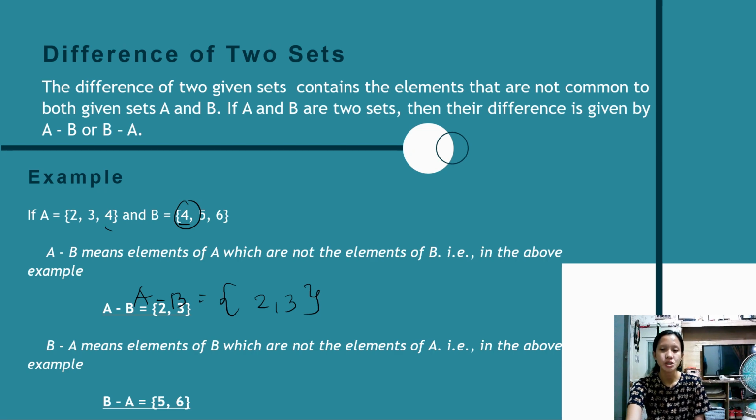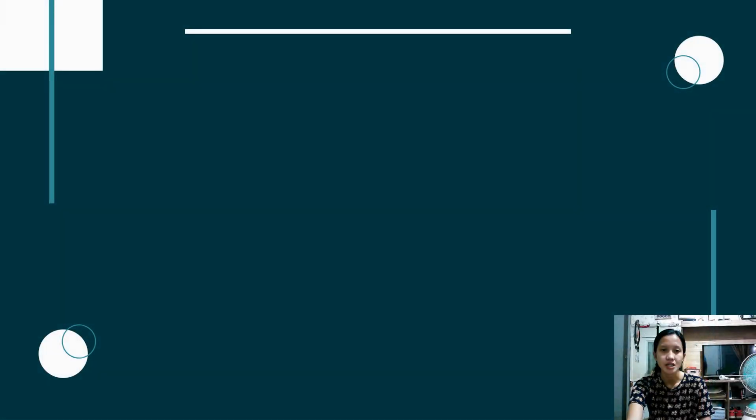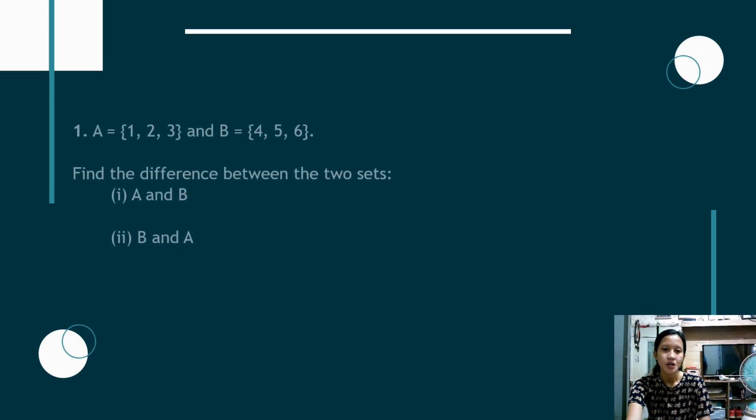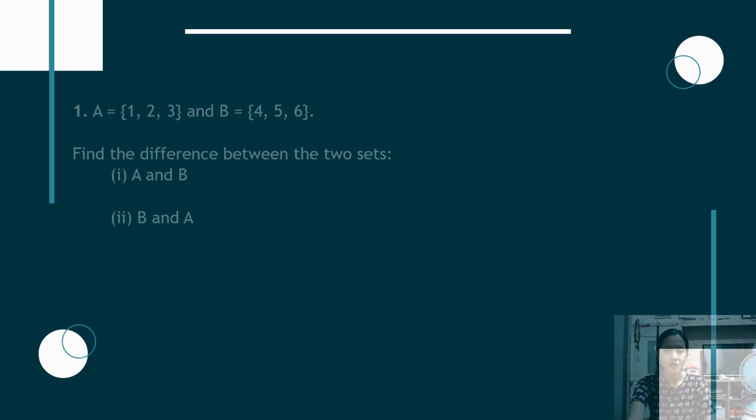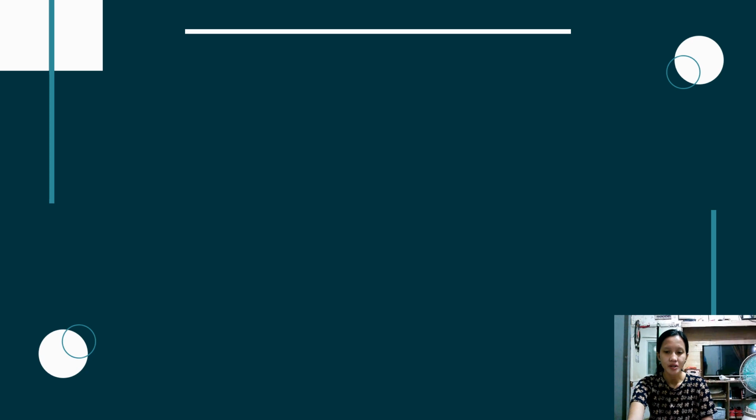It is reversed. Meaning to say, for the difference of two sets, the order matters. The order matters. Okay, let's have our example. First example, A is 1, 2, 3, and B is 4, 5, 6.